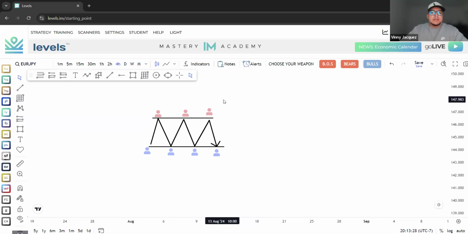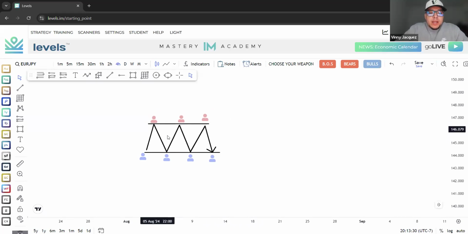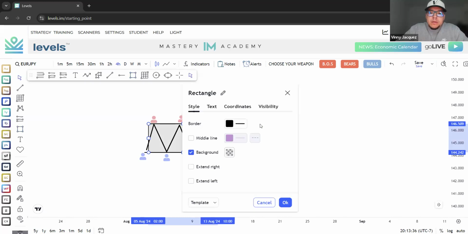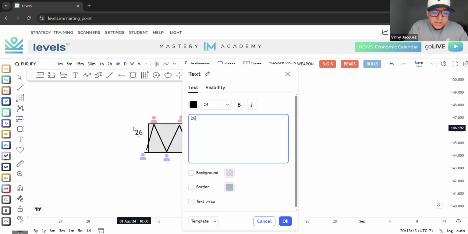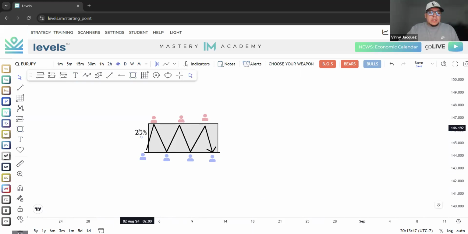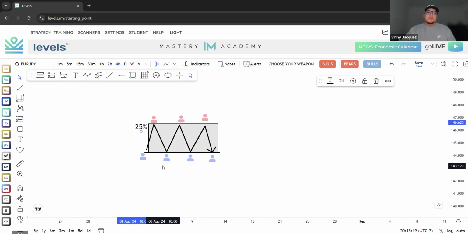Awesome. Now, when you guys see this right here, guys, this is only 25% of the setup. So the consolidation is only 25%. This is just the first part of that setup.